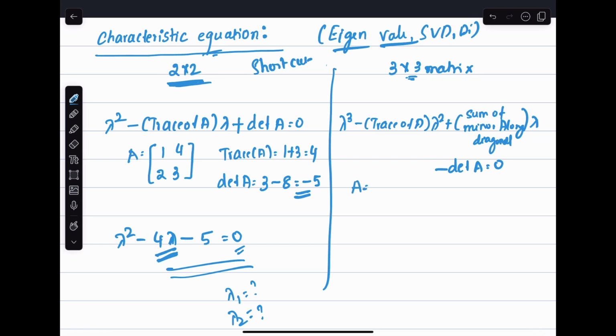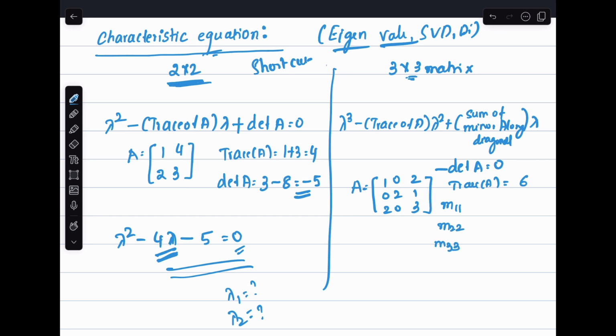Now let us take one example with a 3 cross 3 matrix, say 1 0 2, 0 2 1, 2 0 3. The trace of the matrix A is the addition of the diagonal, 1 plus 2 plus 3, which is 6. Now the main thing is we have to find the minors, that is M11, M22 and M33. These three we have to find out.